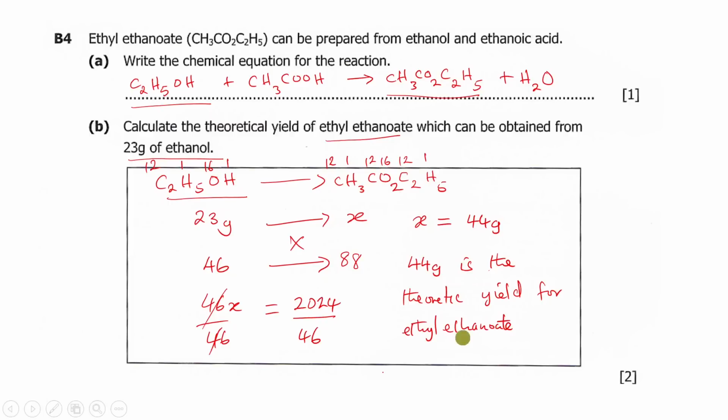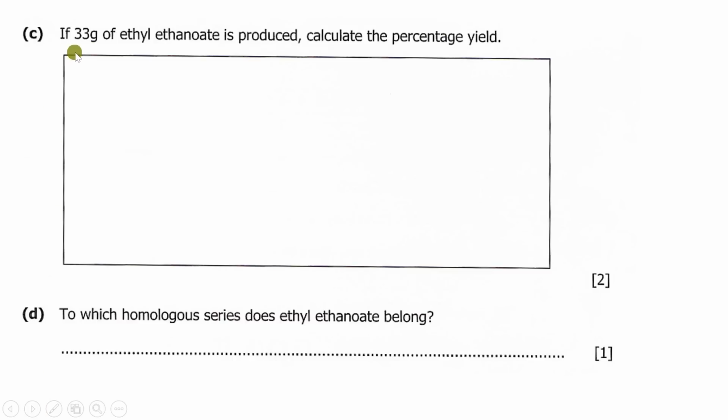Okay, so now that's the answer. Now we'll go to the next question. The next question is saying, if 33 grams of ethyl ethanoate is produced, calculate the percentage yield. So percentage yield, you do like this.